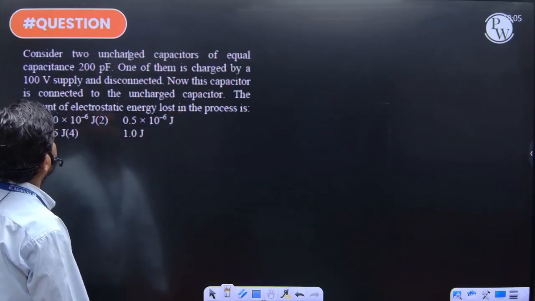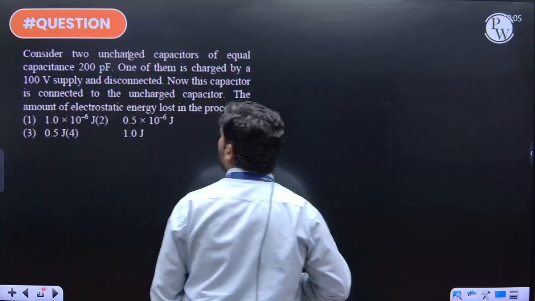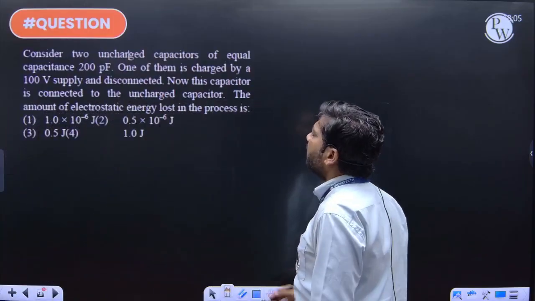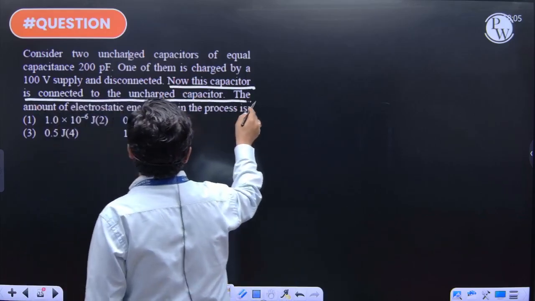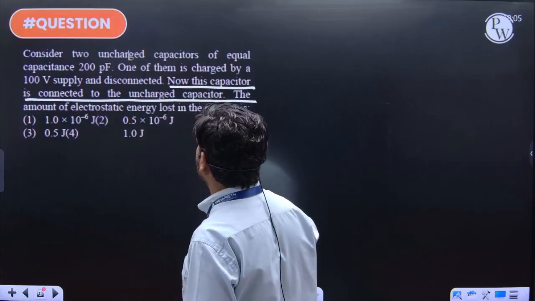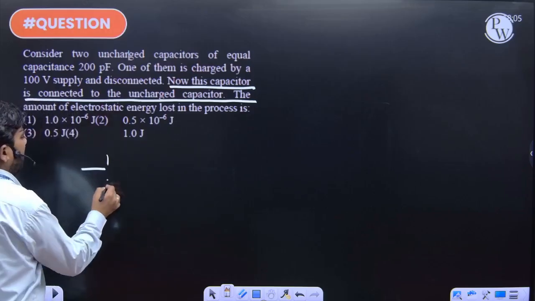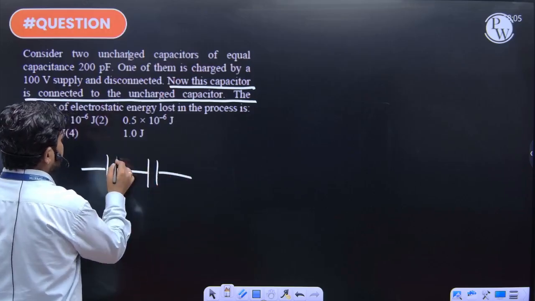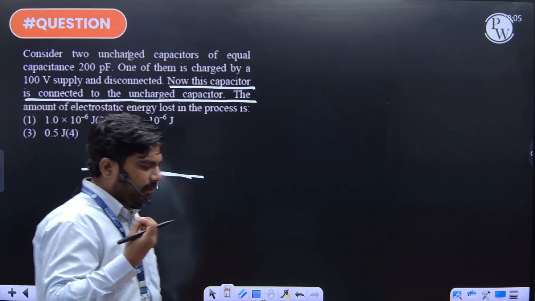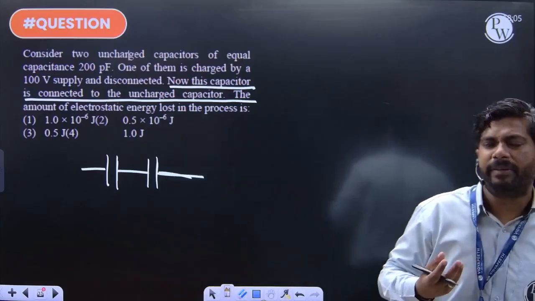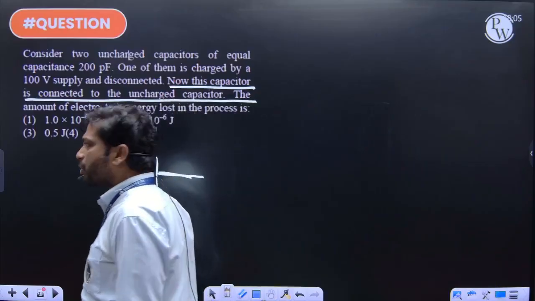Next. Consider two uncharged capacitors of equal capacitance 200 picofarad. One of them is charged by a 100 volt supply and disconnected. Now this capacitor is connected to the uncharged capacitor. The amount of electrostatic energy lost in the process is? See how easy a paper they have made. If you have done your PYQs also, you will get similar types of questions.